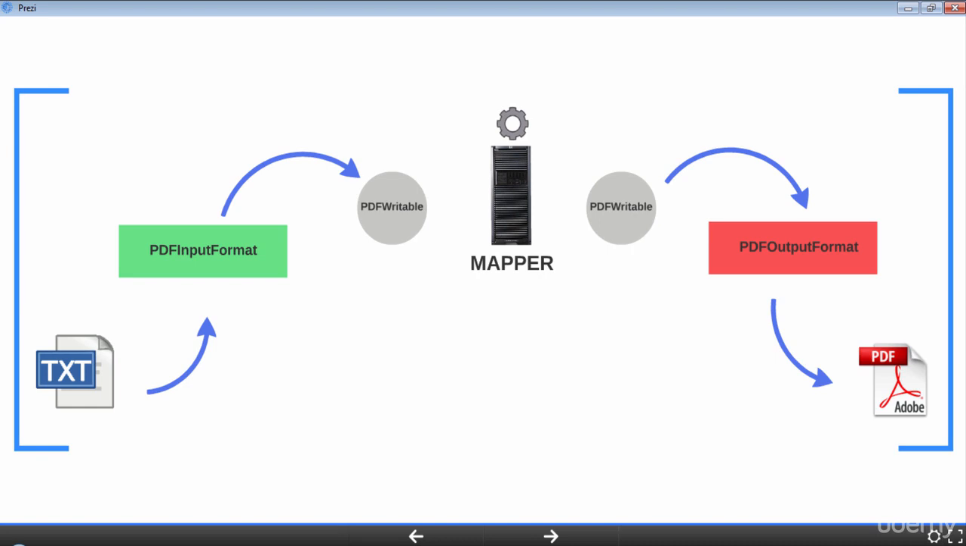Now let's look at the whole picture. We will use PDF input format to read the input files. The mapper will be called with PDF writable object, which is the contents of the file represented in PDF format. The PDF writable object will be then passed to PDF output format, which will write PDF files as output into HDFS. The important reason why we chose to use this project in our course is to show you how to write custom input format, output format, and writable objects. We will see PDF input format, PDF writable, and PDF output format one by one.